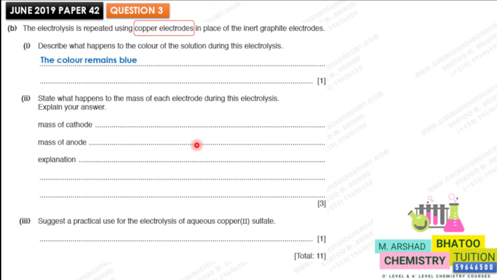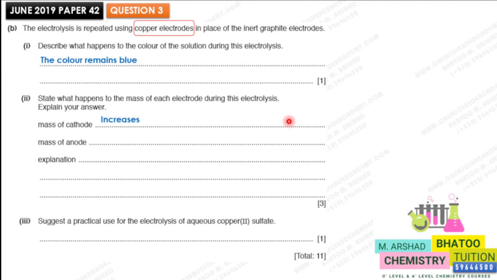Okay? Yes, Madhu. State what happens to the mass of each electrode during this electrolysis. Explain your answer. Mass at cathode: mass of cathode increases. Mass of anode decreases. Explanation: electrons are transferred from anode to cathode, thus decreasing the mass of the anode and increasing the mass of the cathode. Yes, I think it's okay.